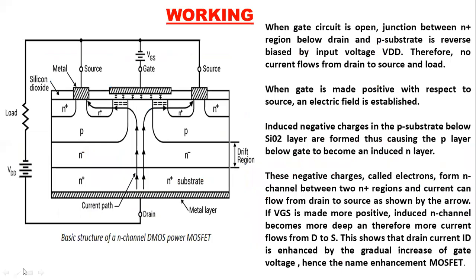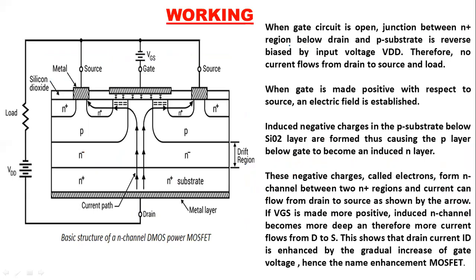Now let's see how this is working. What is the process happening, how will current be flowing when we are giving a positive gate pulse? Of course, it's a switch, right? Initially, when the gate circuit is open, so there is no supply coming here, the gate to source voltage is 0.